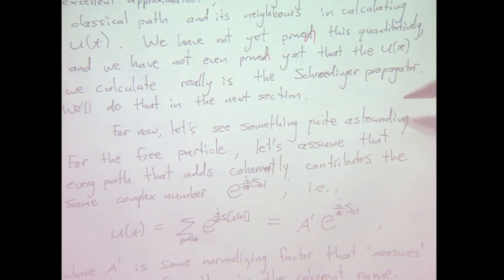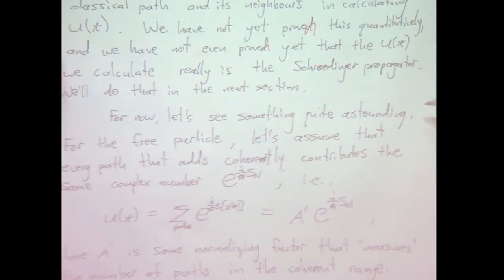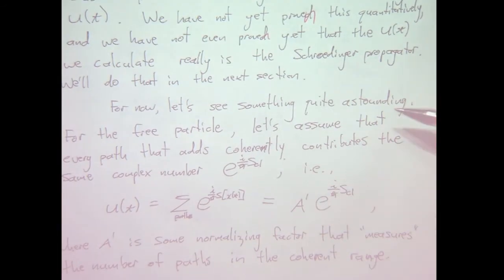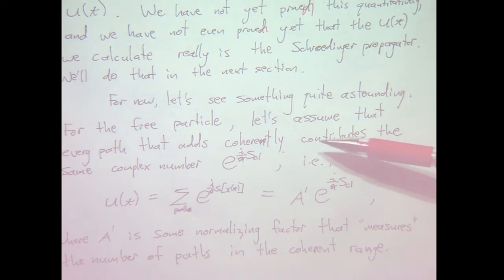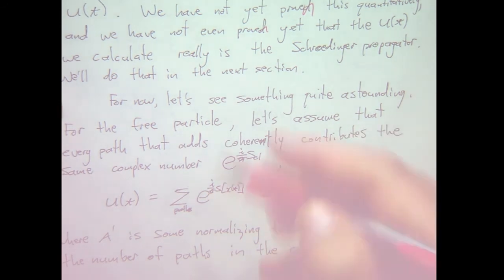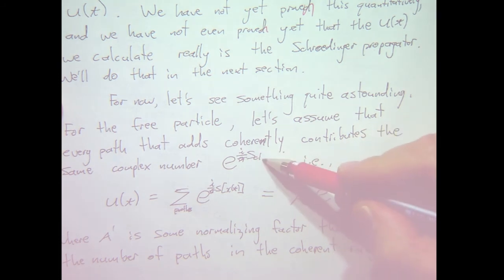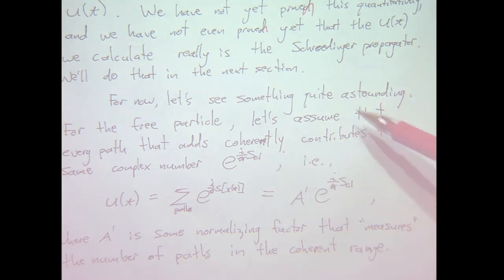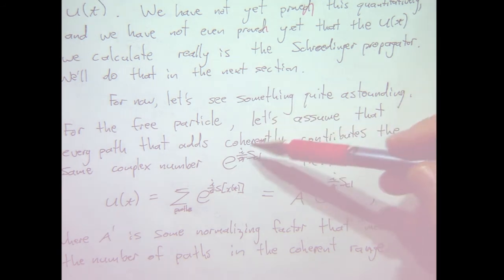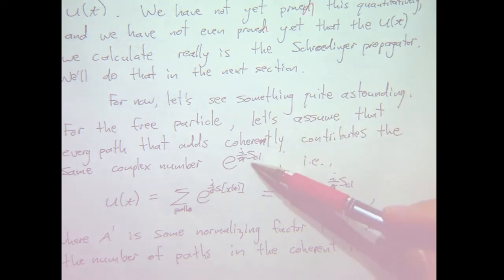For now, let's just do something quite interesting. So for the free particle, let's assume that every path that adds coherently contributes the same complex number, e to the i over h bar S classical. So we're assuming that for the free particle, every path just adds the same number, e to the i over h bar S classical. Okay? Sounds crazy.